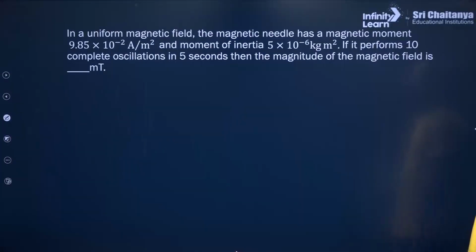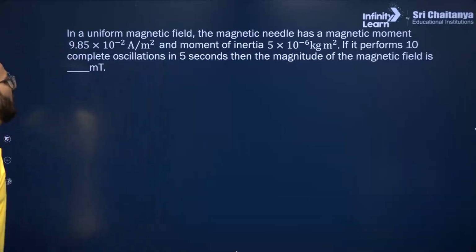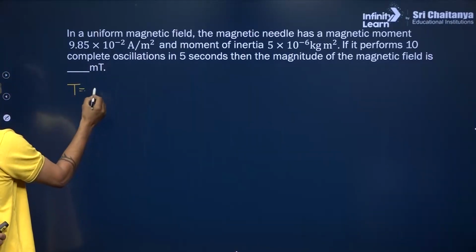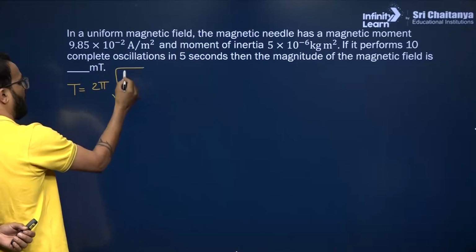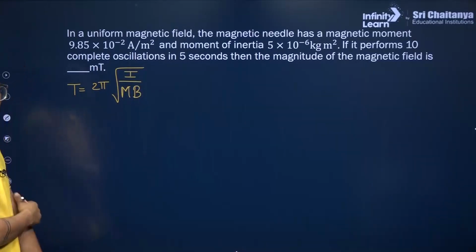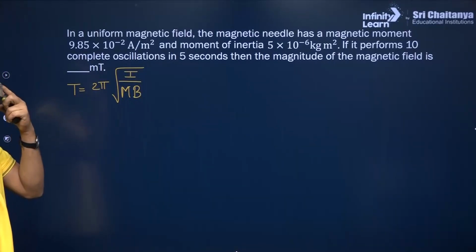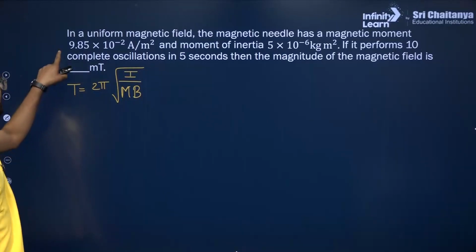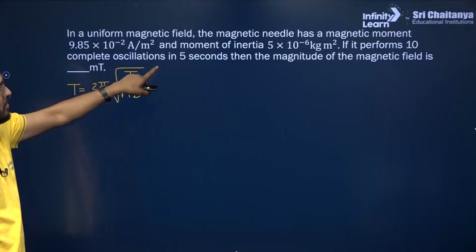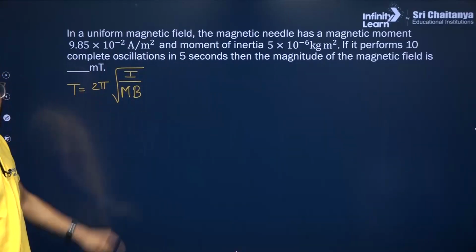Okay. Now a uniform magnetic field. So I'll give you the formula because it is quite calculative. What is the formula for oscillation? The time period is 2 pi root over I by m into B. I is the moment of inertia, m is the magnetic moment, B is the magnetic field. In a uniform magnetic field, the magnetic needle has a magnetic moment. So M is given, moment of inertia I is given, 10 complete oscillations in 5 seconds. So the time period of oscillation is also given. They want us to find out B.